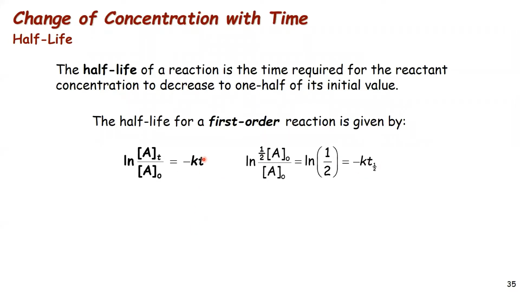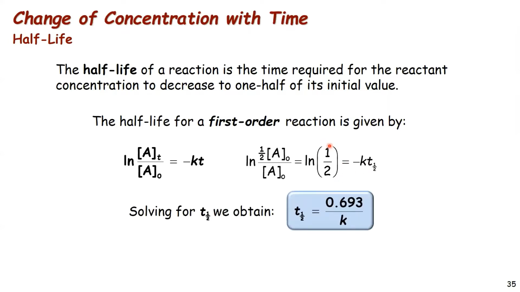And now we're going to replace T with the variable T1/2, because this is specifically when we have 1/2 the initial concentration left. So this now becomes T1/2. And like I said, the ln of 1/2 is negative 0.693. So the negatives cancel, rearrange the equation for T1/2, and you have the half-life for a first order reaction being 0.693 divided by its rate constant K.